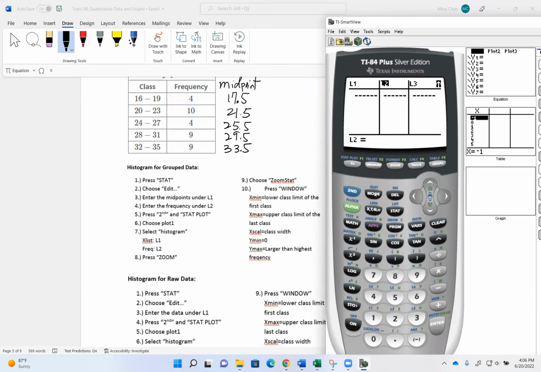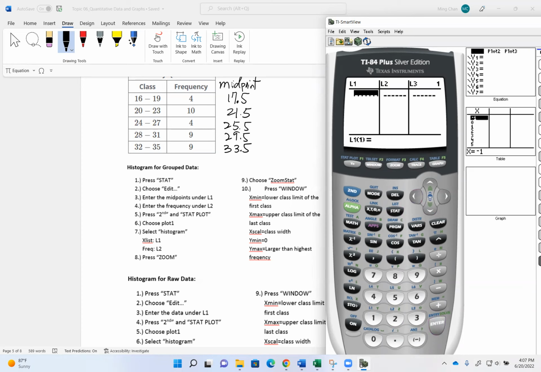Let me show you how to do that. For memory, press second and the plus sign, go to number 7, reset, and choose number 2. We'll go back to default, and then reset. So everything is reset. Now when you come back to stat, you should have nothing in there.